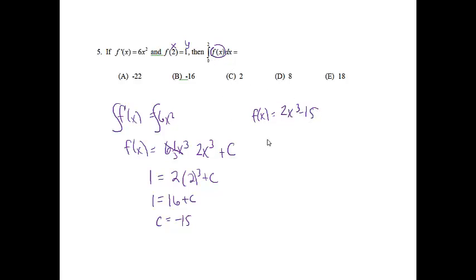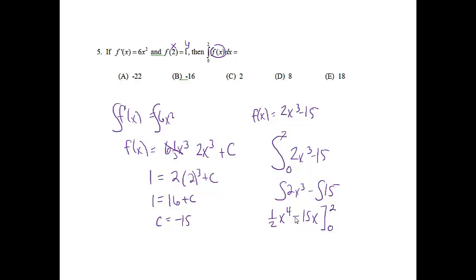And now you'll notice they asked me to find the integral of f of x. So now I know what f of x is, so I can now take the integral. It's going to be from 0 to 2. There is a minus sign, which means we can take the integral of each part separately. And when I do that, the integral of 2x cubed will be 1/2 x to the 4th minus the integral of 15 is going to be 15x, and then we need to evaluate it at 0 and at 2. So when I plug in 2, I'll get 8 minus 30. And then if I plug in 0, I'll just get 0. So 8 minus 30 will give me negative 22, which is option A.